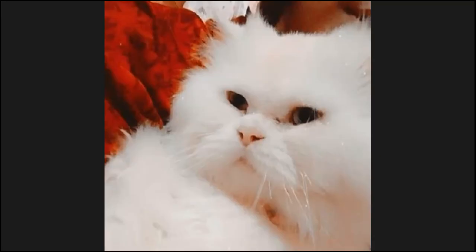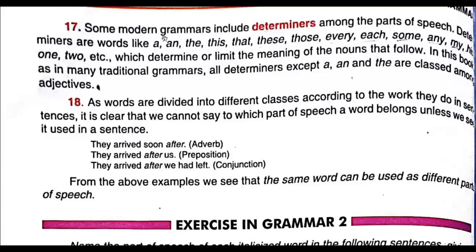No question. Sorry. If you can share this so I can see, so answer. See this, words are divided into different classes according to the work they perform in a sentence. It is clear which part of speech a word is unless we use it in a sentence. Okay, so its usage depends whether it is used as an article, whether it is used as a determiner, or whether it is used as adjectives. Hope the question is satisfied with the answer.